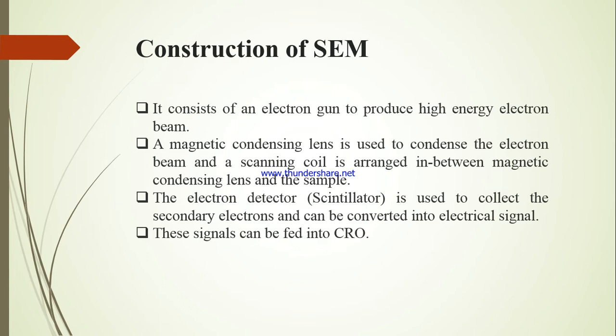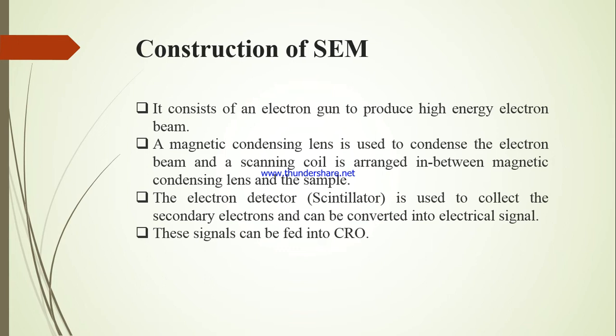Construction of the scanning electron microscope: it consists of an electron gun. It is a source gun to produce a high energy electron beam. A magnetic condensing lens is used to condense the electron beam, and a scanning coil is arranged between the magnetic condensing lens and the sample.